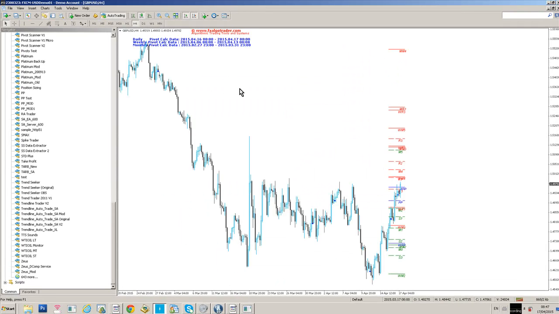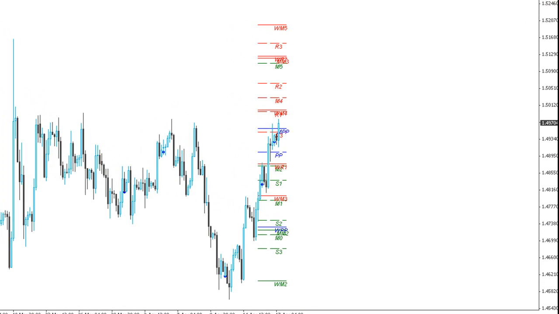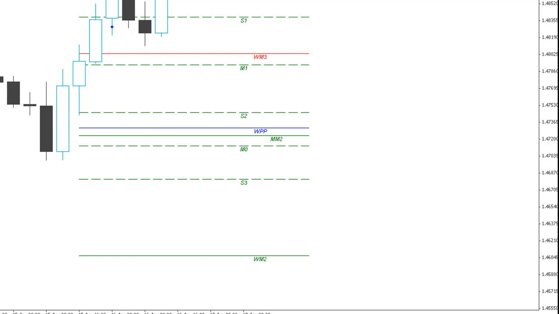So we can see here on this cable chart, we've got a whole range of pivot levels. Pivot levels are defined by the previous period's high, low and close data, and they represent excellent areas for potential price reaction. So if we just zoom into this chart in a bit more detail, we can see here we've got all sorts of levels, some of them which are daily, some are monthly, some are weekly.